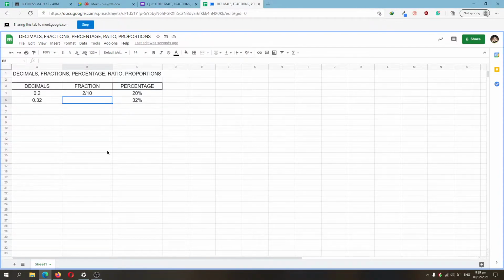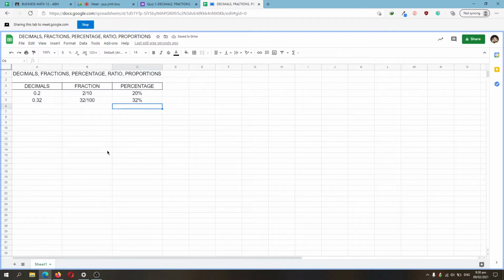So, paano natin gagawing fraction ito? Since meron tayong 32, ayan. So, yung 32 na yan, ano yung place value ng ating 2? Yung number 2 dyan, that is hundredths. Yung 3 ay tenths, yung 2 ay 100. So, 32 over 100.